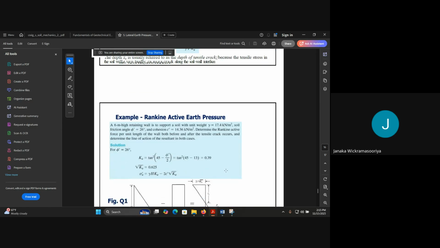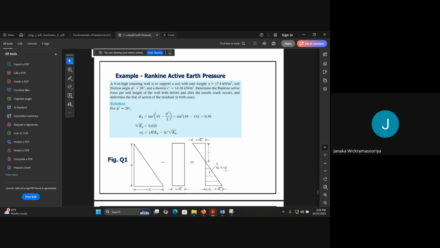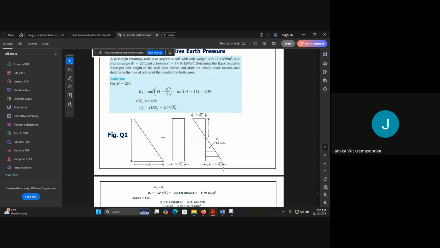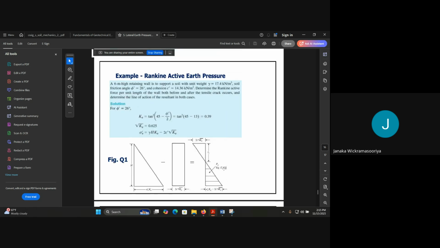Right. We will do this example. So just give a try. Just read the question and give a try. I will explain later. After you give a try, I will explain, right?